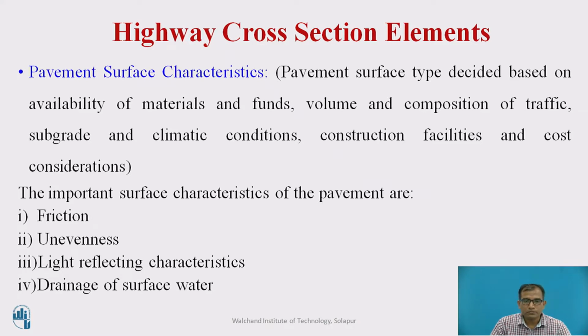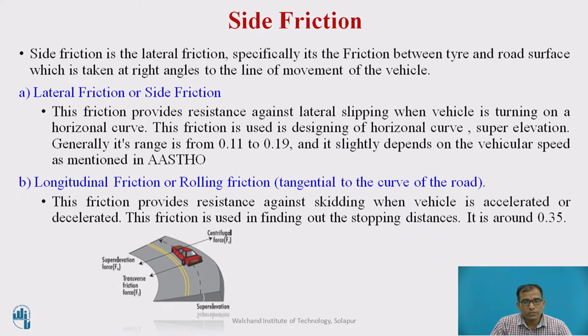Other parameters are the property of the subgrade, climatic conditions and construction facilities, and cost is also an important parameter. Now to decide the pavement surface type, the important parameters are friction, unevenness, light reflecting characteristics and drainage of the surface water. Based on these also, we choose what kind of surface to use for the construction. Now first we'll go with friction.